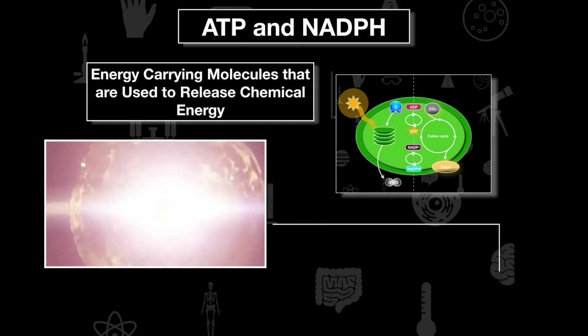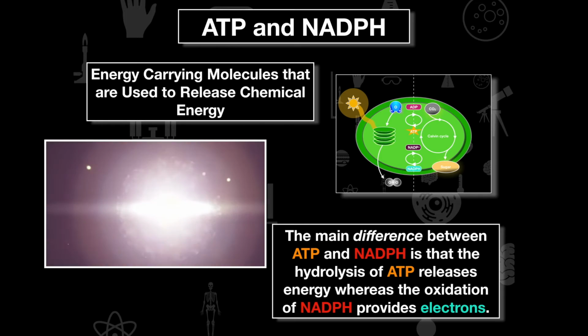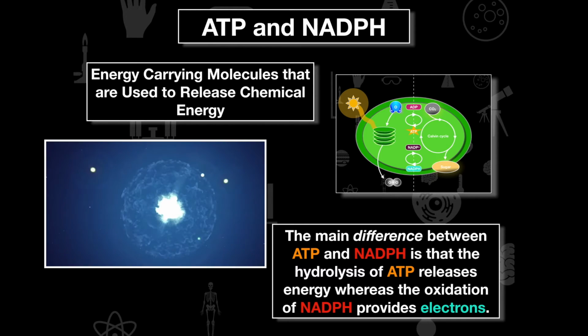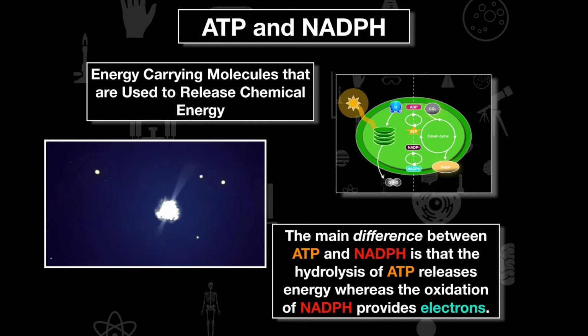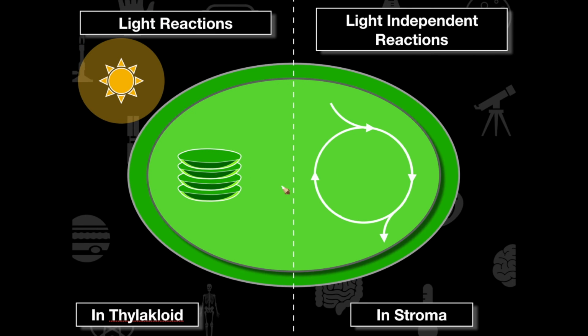transfer to occur. And the main difference between ATP and NADPH, they serve the same purpose, but with ATP we use hydrolysis to release energy, whereas we oxidize NADPH to provide electrons. So if we're looking at the diagram here, the entire purpose of the light reactions is to power the Calvin cycle.